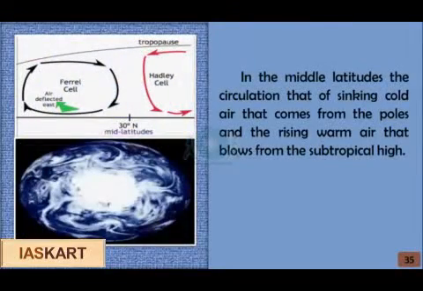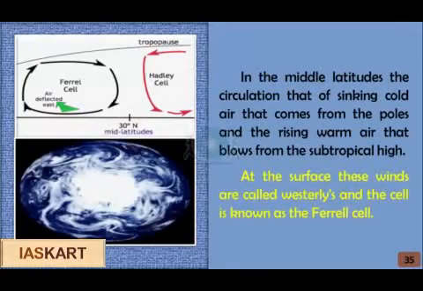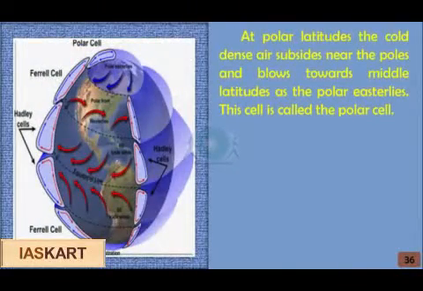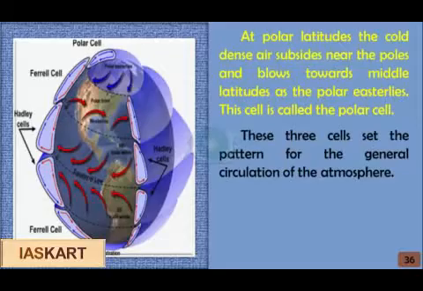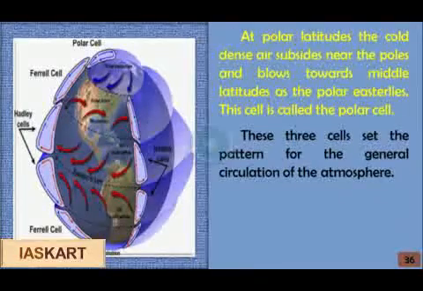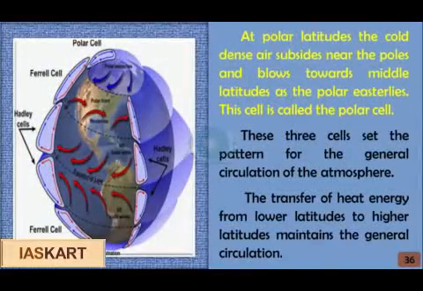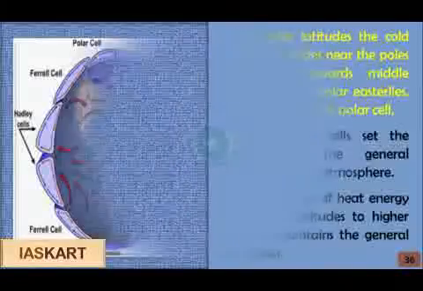In the middle latitudes, the circulation of sinking cold air that comes from the poles and the rising warm air that blows from the subtropical high. At the surface, these winds are called westerlies, and the cell is known as the Ferrel cell. At polar latitudes, the cold dense air subsides near the poles and blows towards middle latitudes as the polar easterlies. This cell is called the polar cell. These three cells set the pattern for the general circulation of the atmosphere. The transfer of heat energy from lower latitudes to higher latitudes maintains the general circulation.